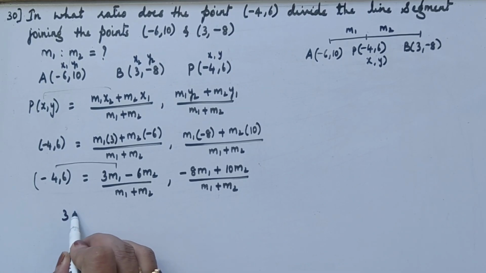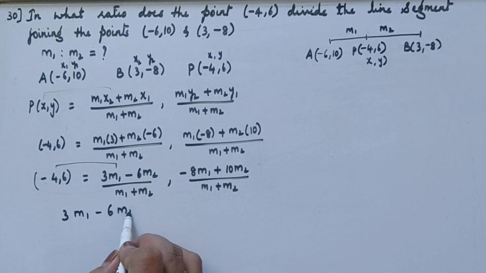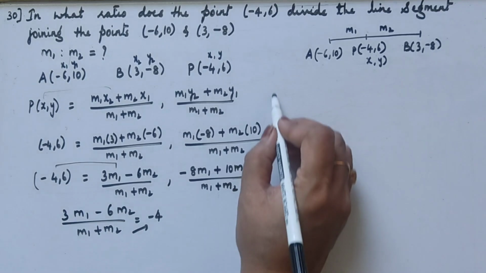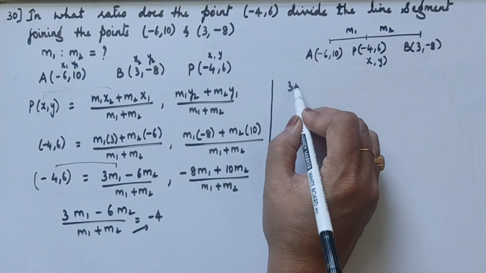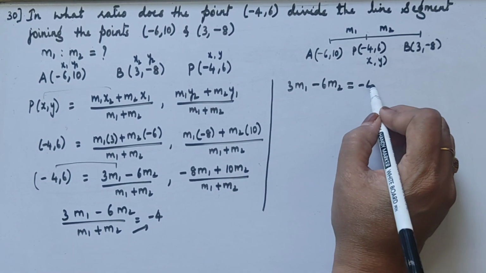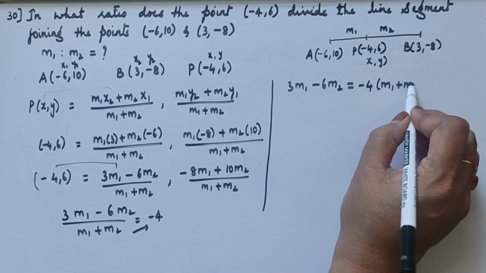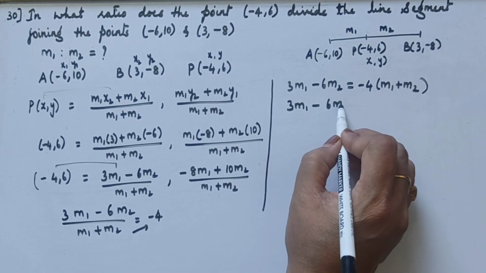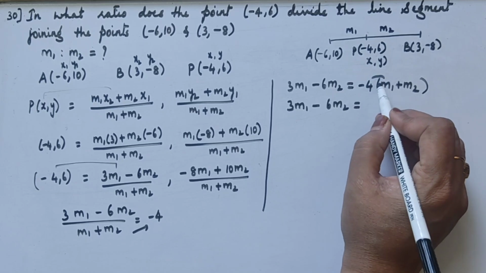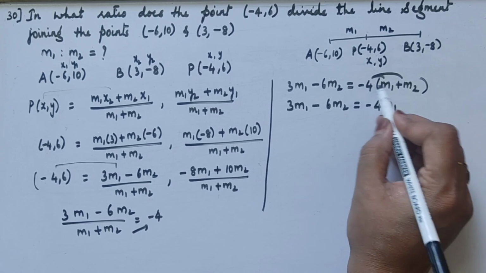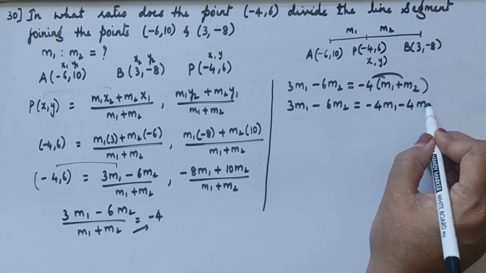So this will be (3m1 - 6m2)/(m1 + m2) = -4. Okay, let me do cross multiplication. That is 3m1 - 6m2 = -4(m1 + m2). Okay, now 3m1 - 6m2 equals, let me multiply these both. I get -4m1 and even these both also, minus into plus is -4m2.